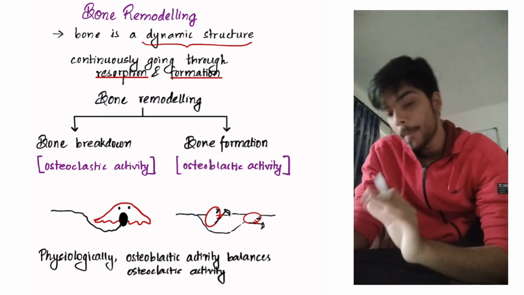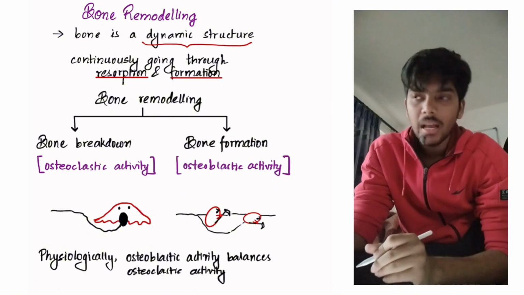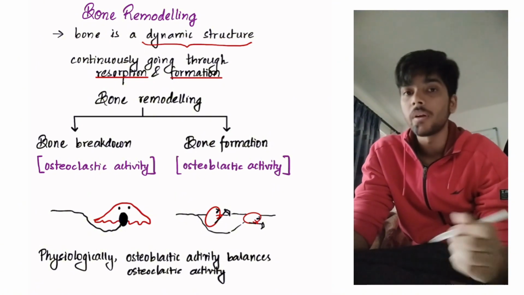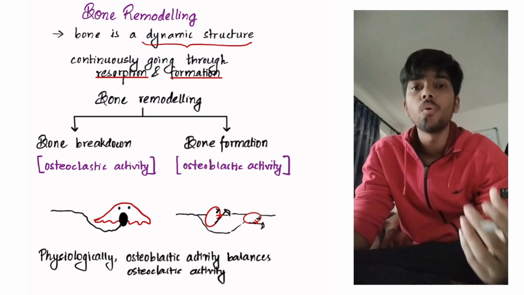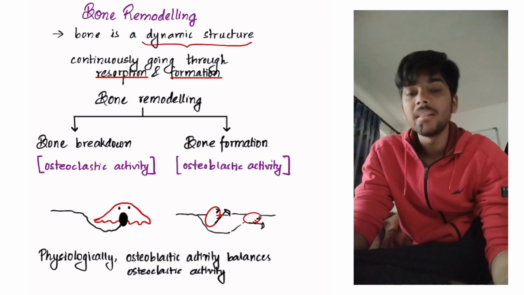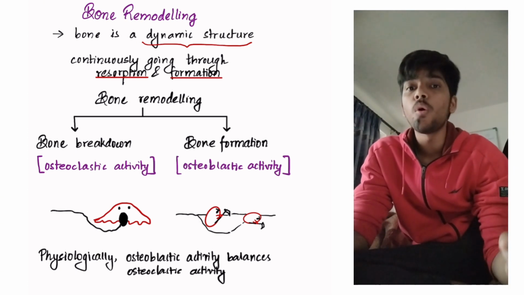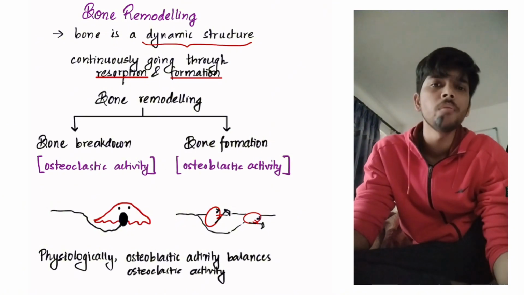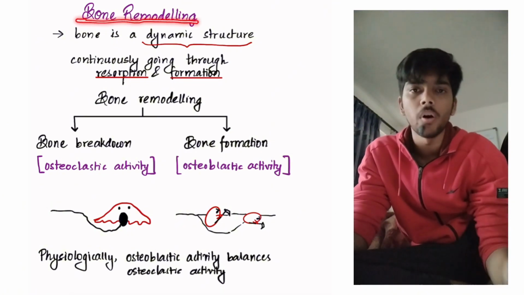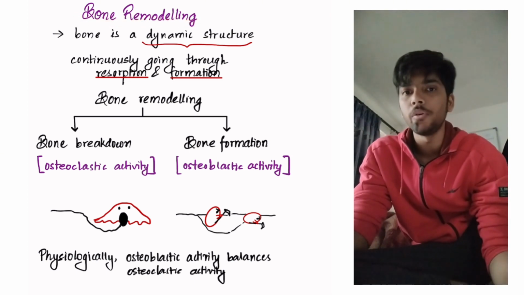So let's begin. Your bone is a dynamic structure. That is, it is continuously going through the process of breakdown and formation. Old bones, old matrix of your bone get broken down and then it gets replaced by the formation of new bone. And this whole process of breaking down of bone and the formation of new bone is what we call bone remodeling.